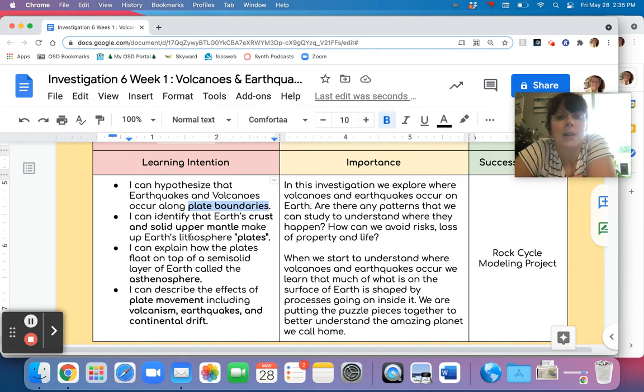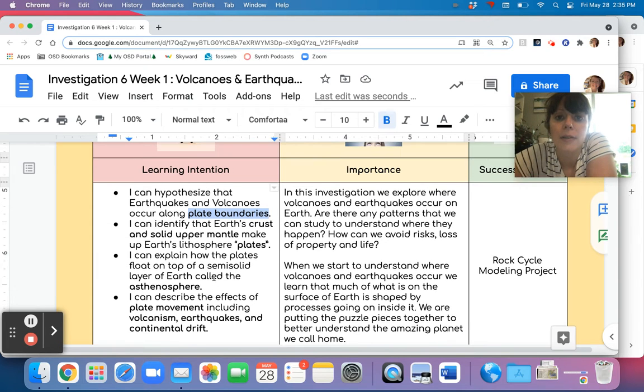When we start to understand where volcanoes and earthquakes occur, we learn that much of what is on the surface of the Earth is shaped by processes going on inside it. We are putting the puzzle pieces together to better understand the amazing planet that we call home. And we will have a rock cycle modeling project in 2 weeks, which will be our final project.